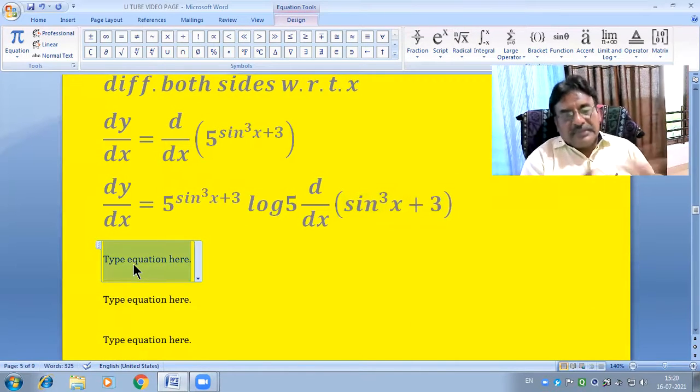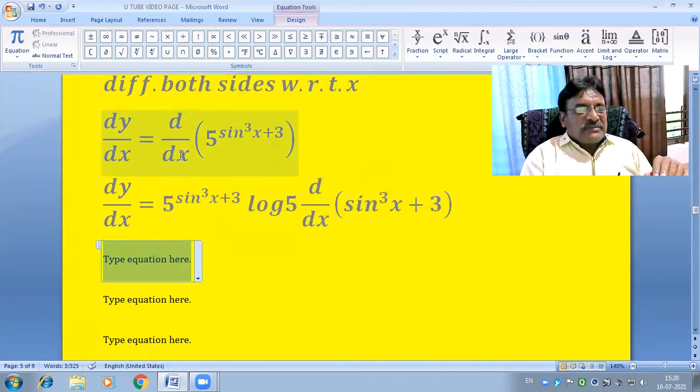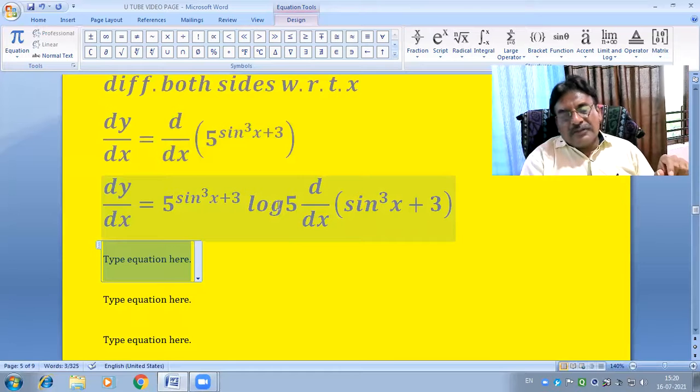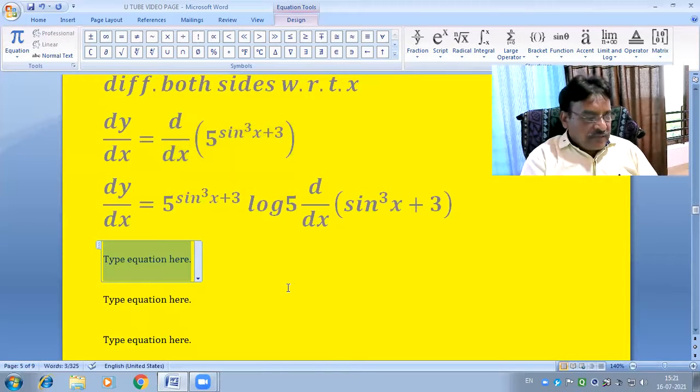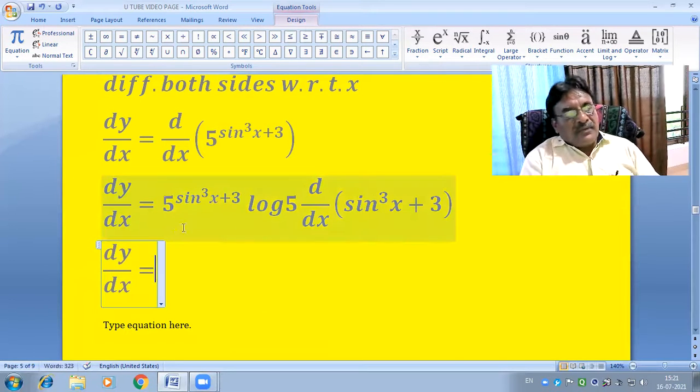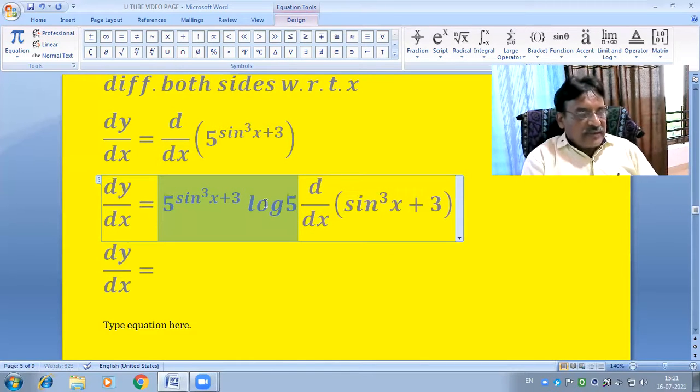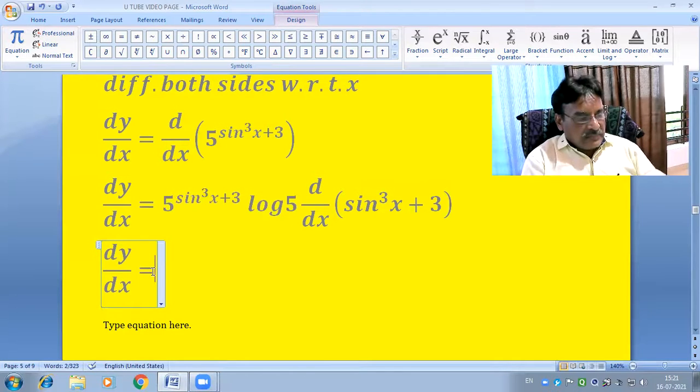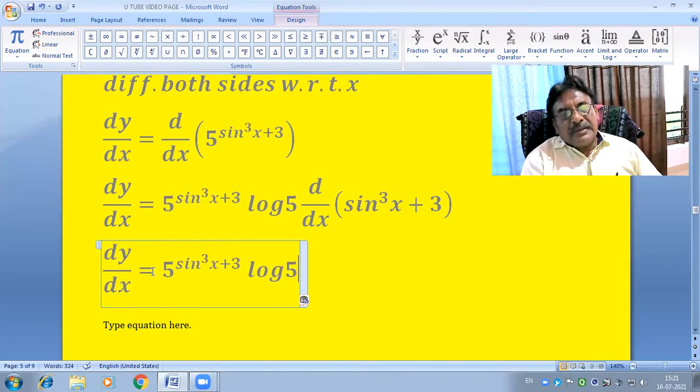Therefore here again we repeat this step, dy by dx is equal to d/dx of 5 to the power sine cube x plus 3. And this is of the type d/dx of a to the power f(x), a to the power f(x) into log a into f dash of x. Similarly here 5 to the power sine cube x plus 3 into log 5 into d/dx of sine cube x plus 3. Therefore dy by dx is equal to 5 to the power sine cube x plus 3 into log 5, up to this step as it is.